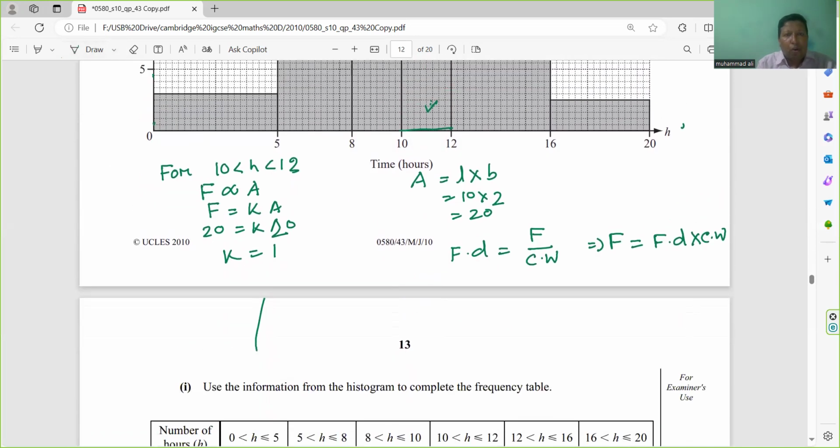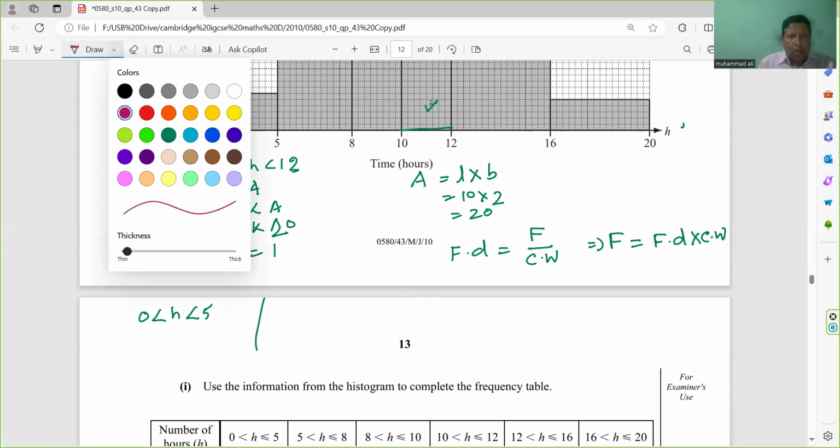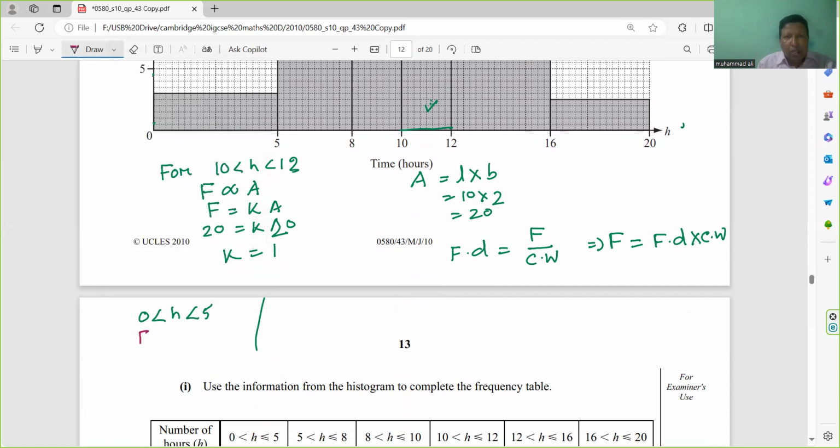Okay, it is very helpful for us. So now for 0 to 5, frequency f1 equals fd1 multiplied by class width. The first one, the frequency density is 3. This is 1, 2, and 3. So 3, the class width is 5. So frequency equals 15. The first one's frequency is 15.